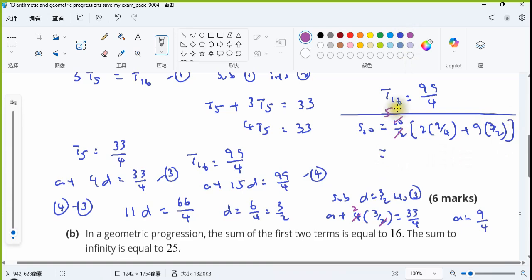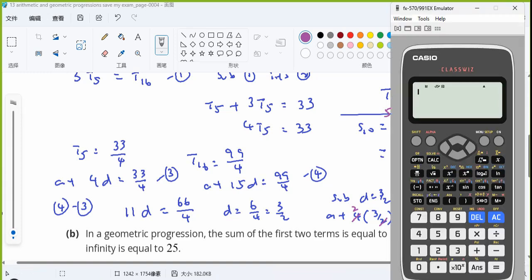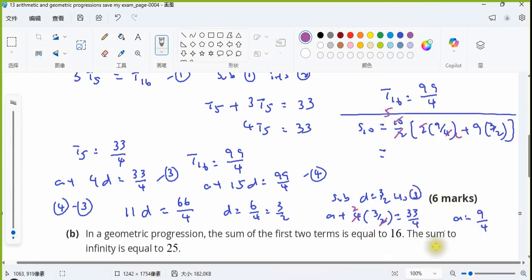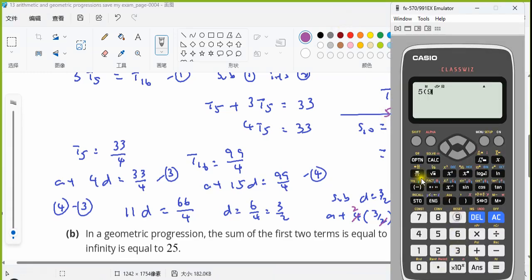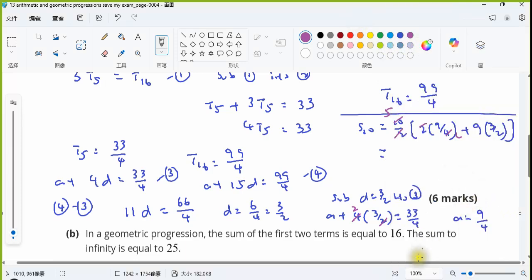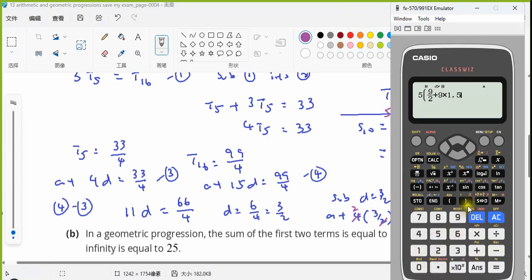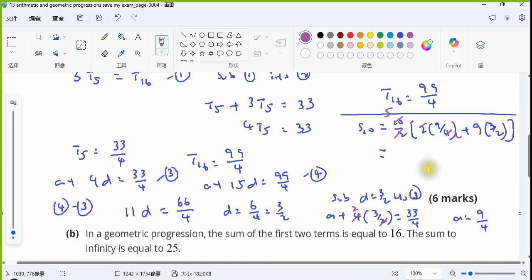So this is 5 and 2. Okay, so we have 5 times, and then this is 9 over 2 plus 9 times 3 over 2, which is 13.5. Okay, so the answer is 90. Yes, 90.